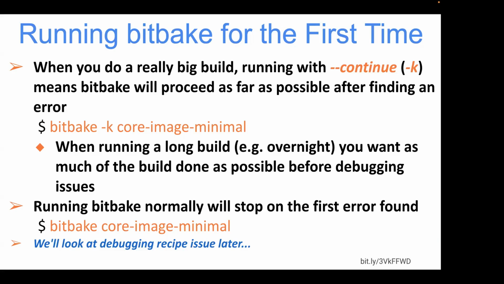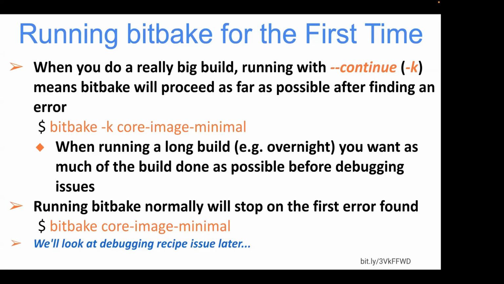And so instead, what you can do is, when you're first building things, especially if you're not going to be sitting there watching it, run with a -k or a --continue, it's the same option, one's long, one's short, and it will allow you to continue past an error. So yes, it will break that particular part of the dependency tree, but it'll do as much of the rest of the build as it possibly can.